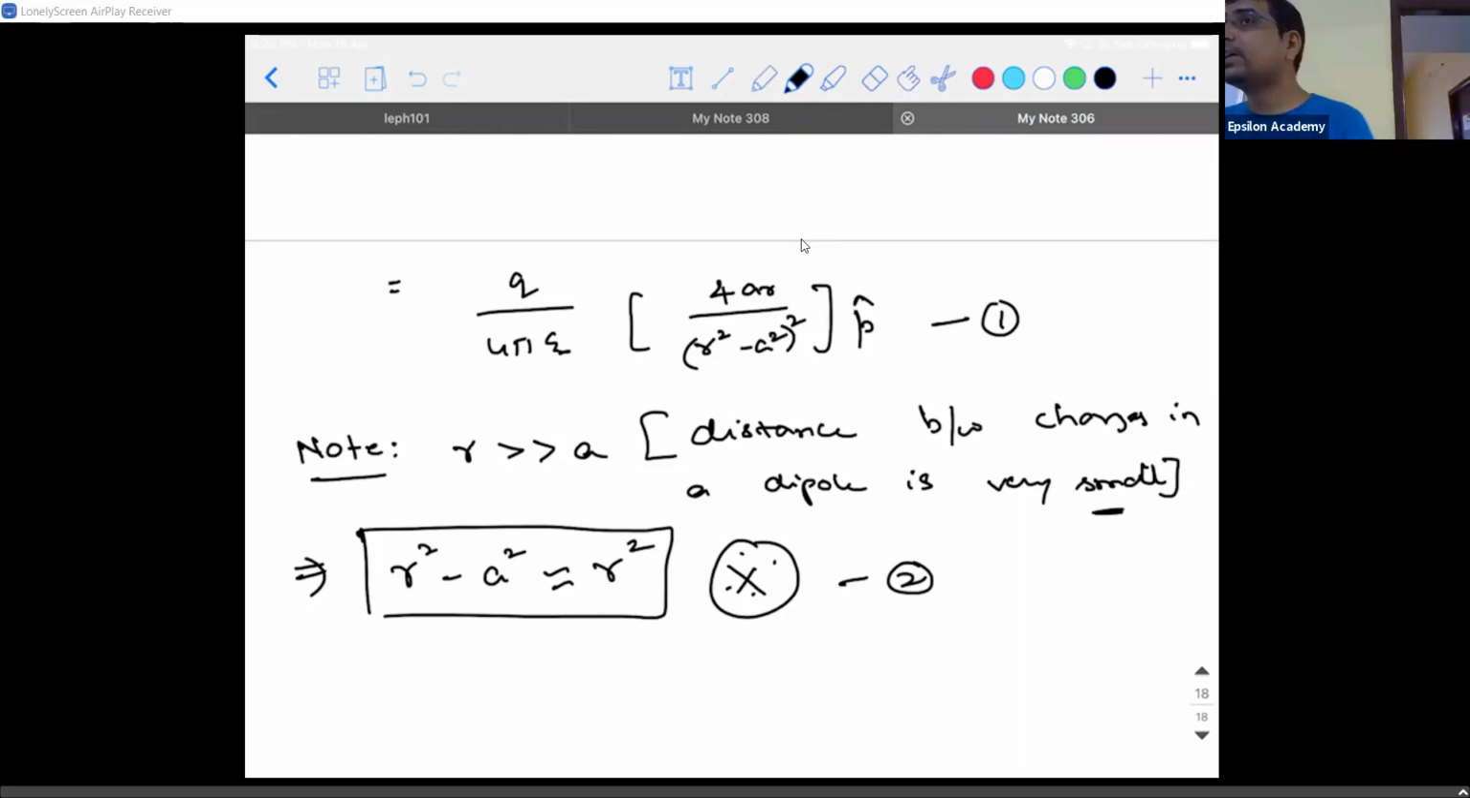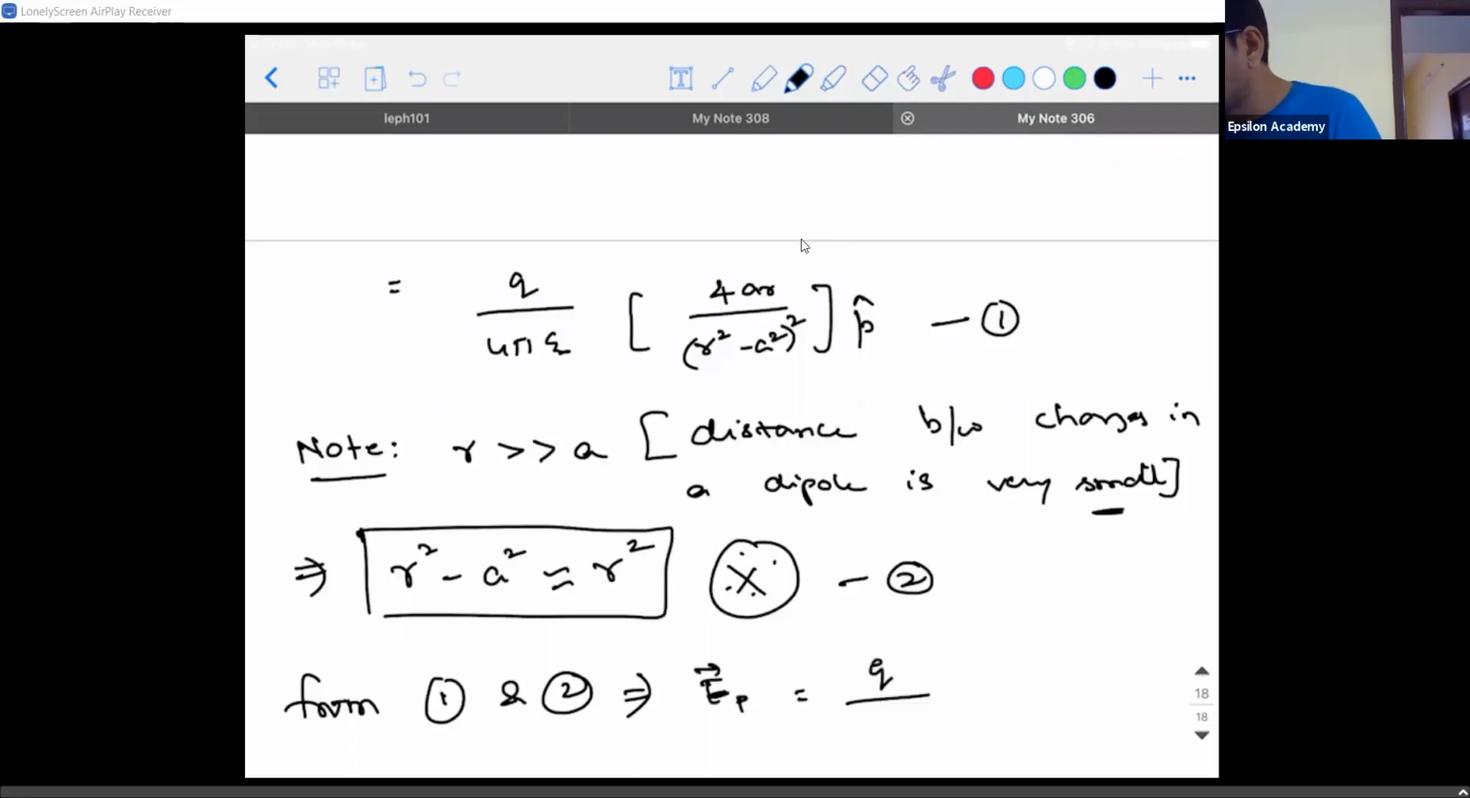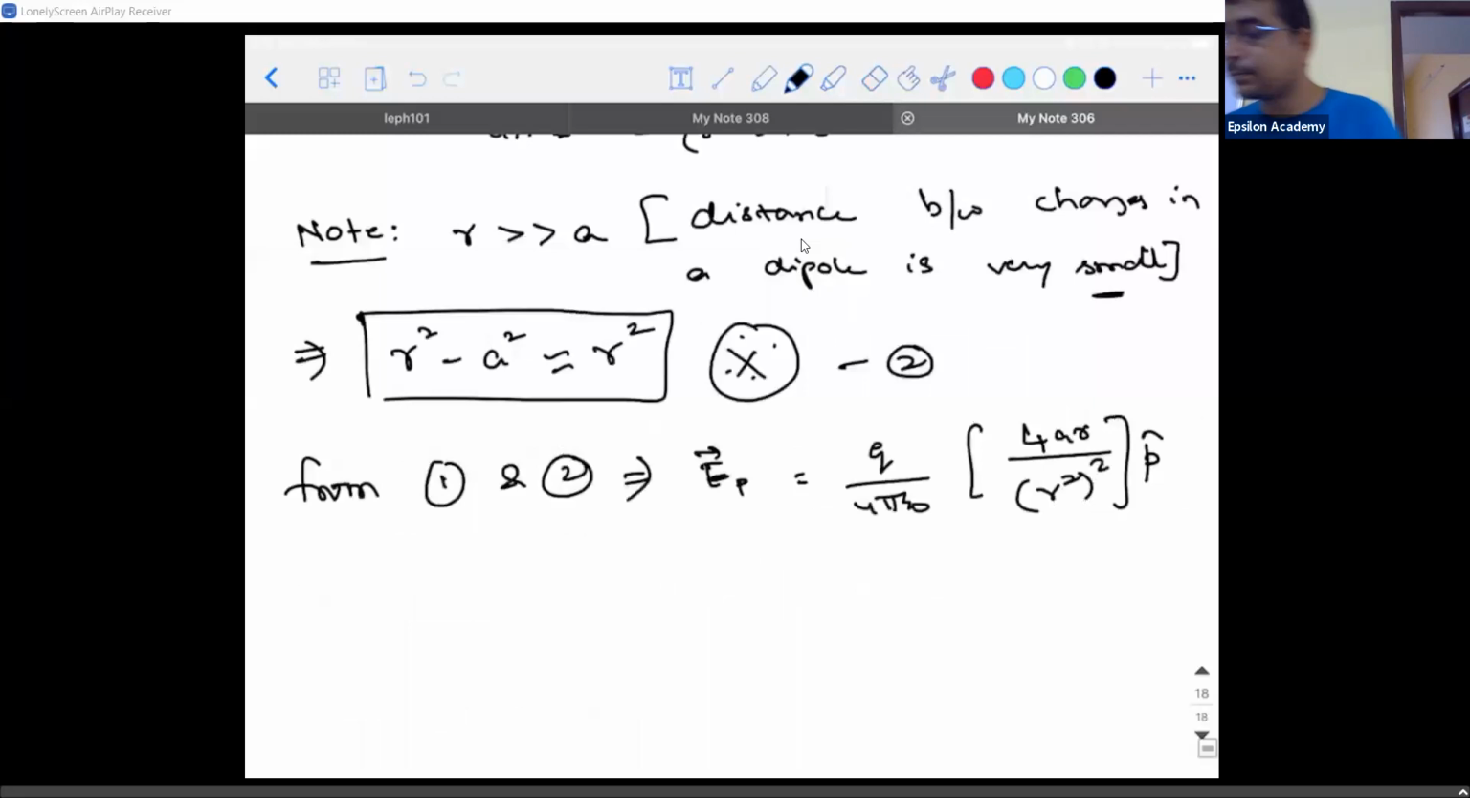4AR divided by R square the whole square, because R square minus A square is approximated to R square. So from 1 and 2, I can conclude that the electric field at point P is equal to Q divided by 4 pi epsilon naught into 4AR divided by R square the whole square in the direction of P cap.